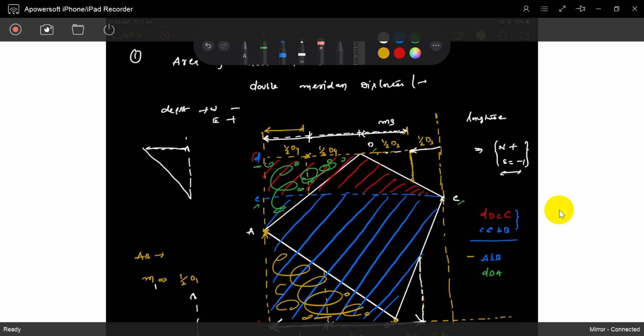It's a trapezoid. Understood? It's a trapezoid, DDCC. Understood? So DDCC, what is the area? How can you say what the area is? It is exactly the meridian distance M3. Understood? Meridian of M3 and this height. What is that height?